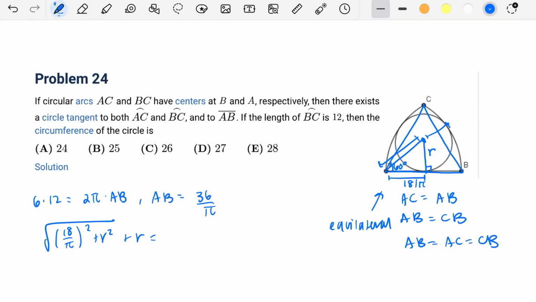we get this length right here, which is equal to AB, because both of those segments are radii of the circle centered at A. So this is equal to AB. We know that AB is 36 over pi. So now we just have an equation that we can solve for r, which should be pretty straightforward.